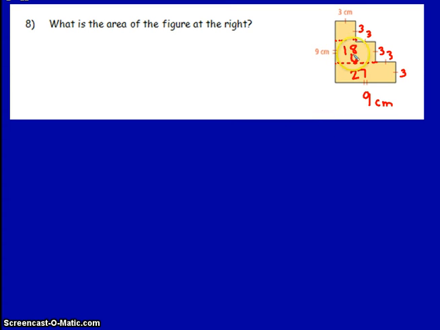And then if this is 6 and I have this part as 3, then this has to be 3, which I already know because at the top, 3 times 3 gives me 9 centimeters square. So I add the total areas, 9 plus 18 plus 27, and I get 54 square centimeters.